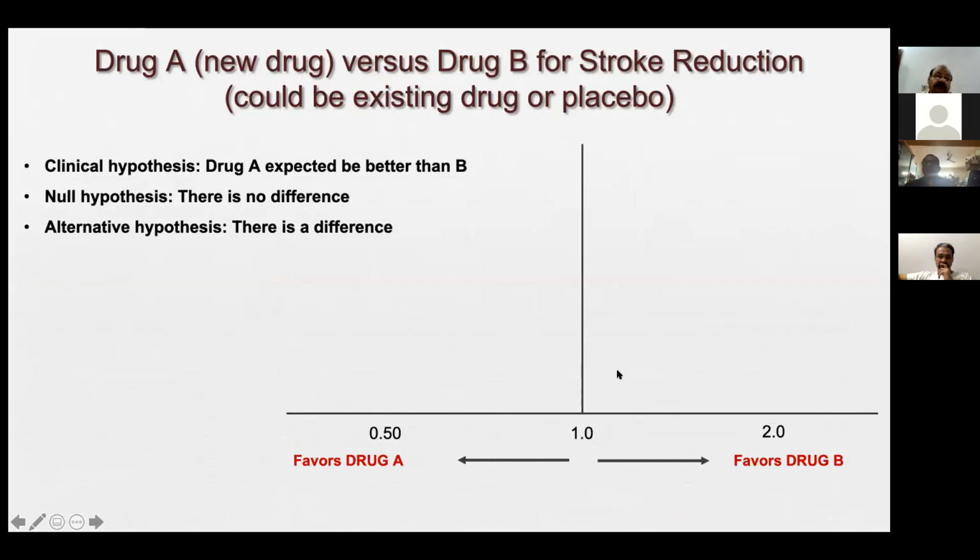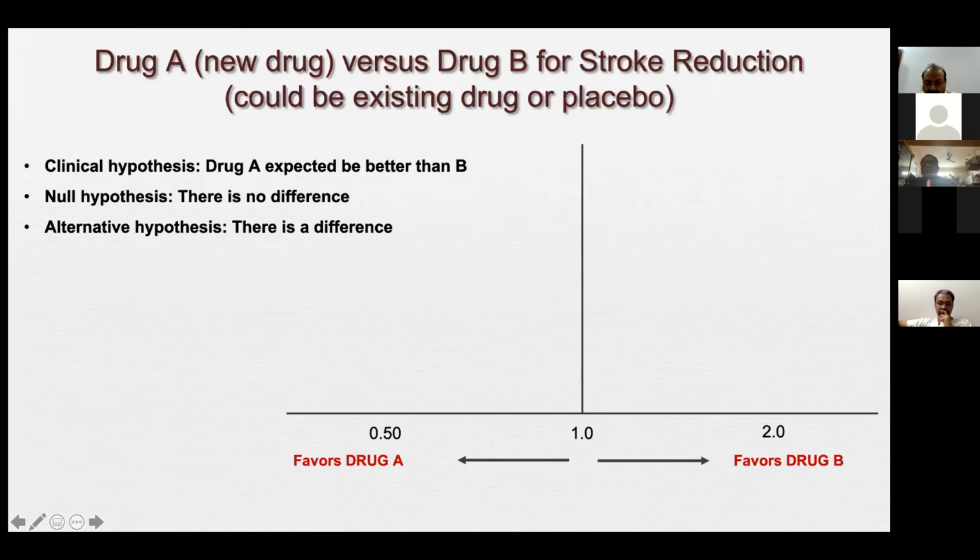And typically they are represented in this kind of graph, where we have this vertical line, which is called the line of no effect, because when you measure the hazard ratios, if the hazard ratio is 1, it means that both the drugs are the same. So this is the line of no effect.